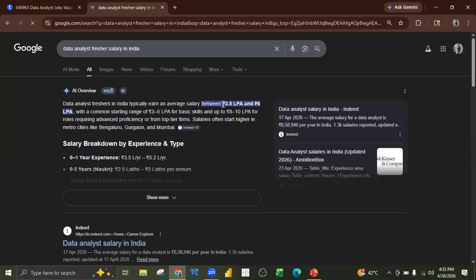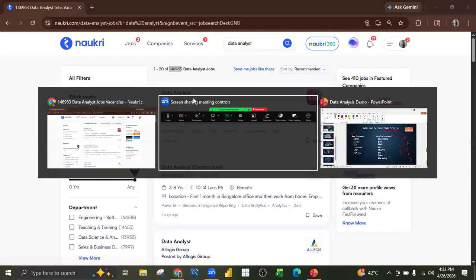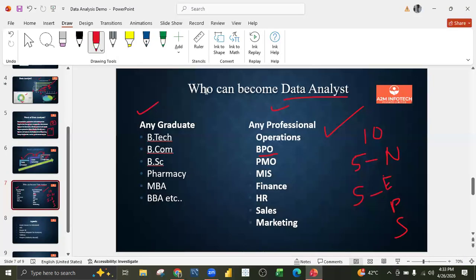See here, it is between 3.5 to 6 LPA for a fresher. And then it depends on how you perform, that is also important. So minimum you will get from 3 to 6 LPA. But guys, let me explain one thing. If you want good salaries, there are three important things that I'll discuss later. Now let's move on with the next agenda.